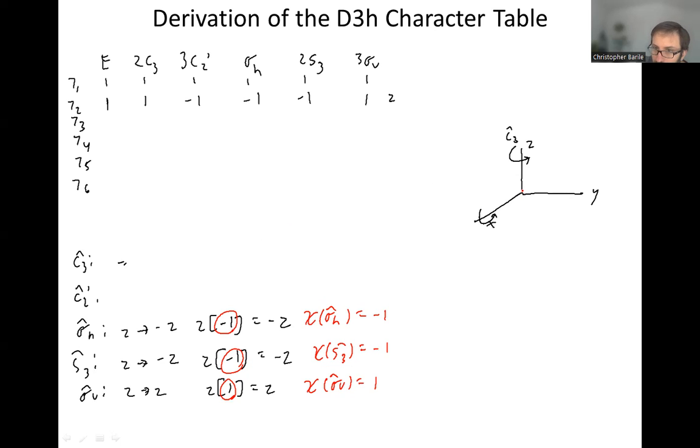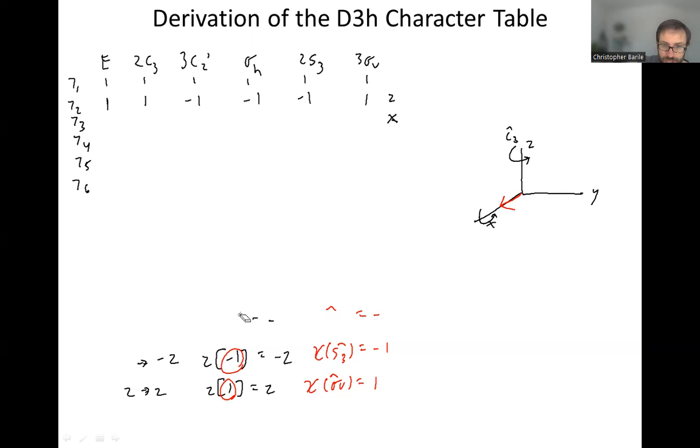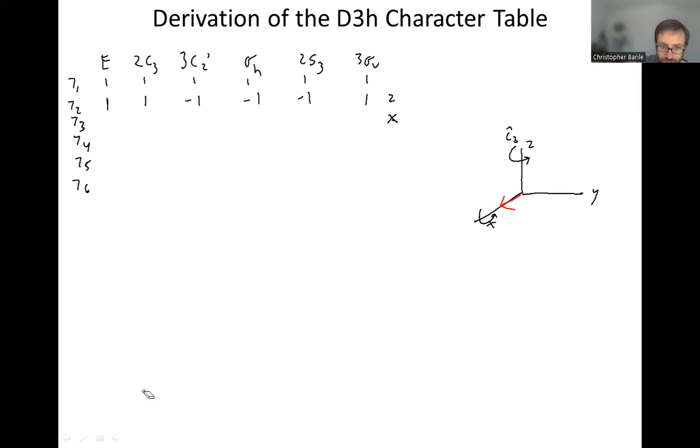So we're imagining now an x vector, and I'll write x here. We're hoping it gives us something unique compared to gamma 1 and gamma 2, and you'll see that it indeed does. So we just march along here, just like we did with z. Identity operation takes anything to itself, so that's not very interesting. So x is going to go to x.